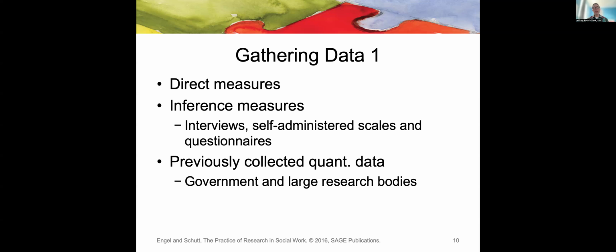Then you've got the previously collected quantitative data, and this sometimes is called secondary data sets. A lot of government bodies or large research bodies will spend huge amounts of money to do research and gather data, and then they'll make it open and free, oftentimes for researchers to use. The benefit here is that these are large. They are representative of the U.S. population for the most part. And they've got a lot of different types of questions. The problem is that you oftentimes weren't the researcher who picked those questions. So you're kind of at the mercy of what questions are available to you.